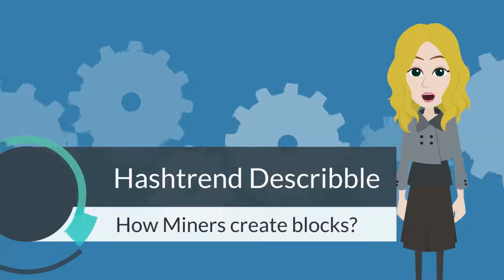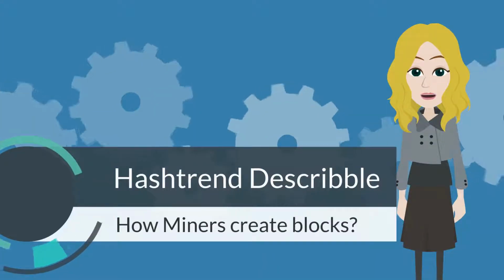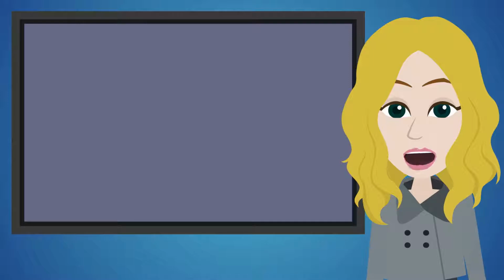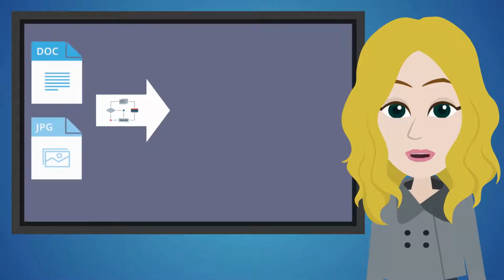In this Hashtrend Describble video, we'll explain crypto mining. First, we'll recap the last Describble video on hashing. Hashing compresses data into a 64-digit string.